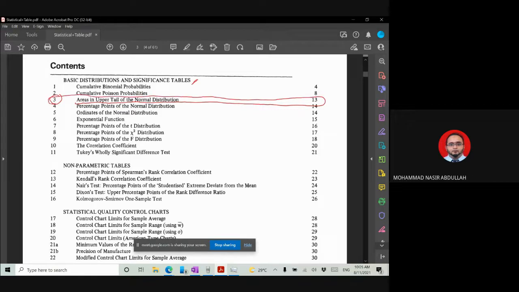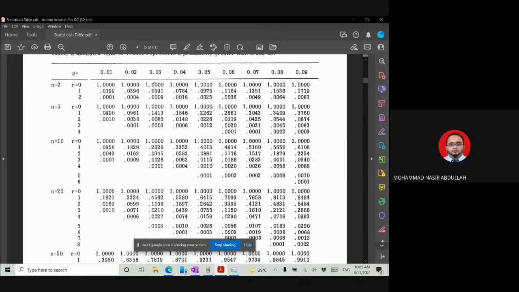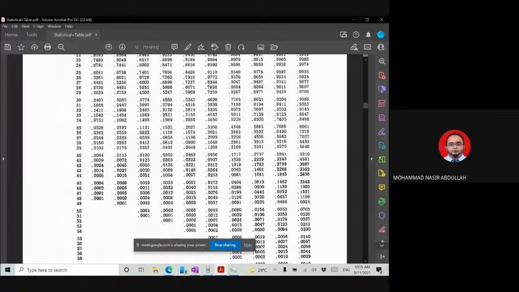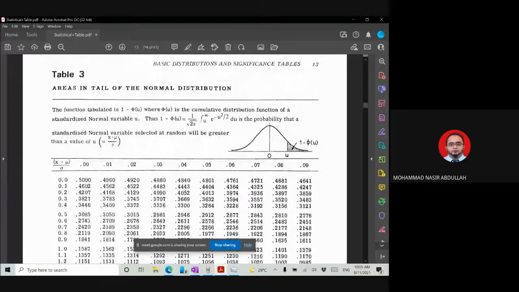So we will look into table number 3, right? This is table number 1, table number 2, and yes, this is table number 3. Before we read the table, we look at the instruction given here. Table number 3, tail of normal distribution. First we look at the area and the shade here. This is the value of Z, right? Z distribution.